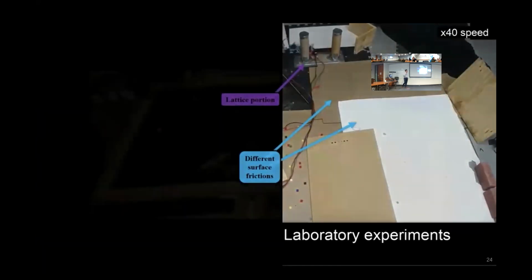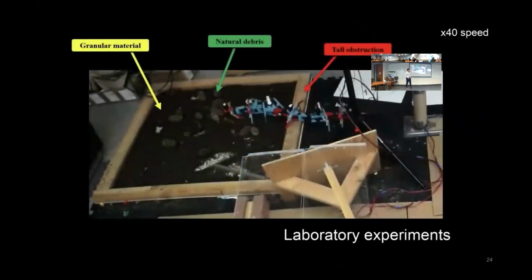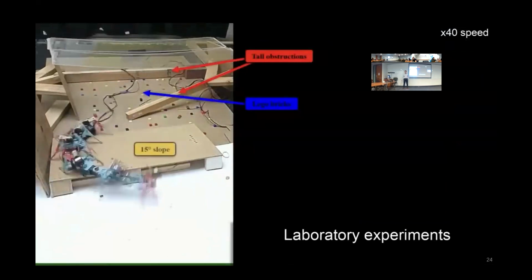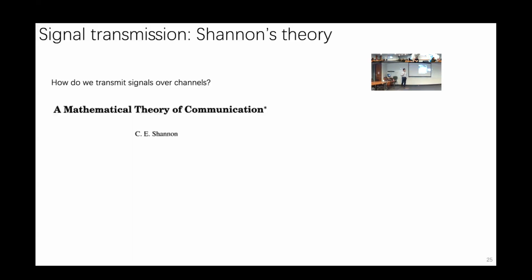But is there a way that we can say something about the principle of locomotion that includes those morphological redundancy? Well, this is a complicated question, and to gain more insight, we take a step back and learn from information theory. How can we transmit signals over noisy channels?